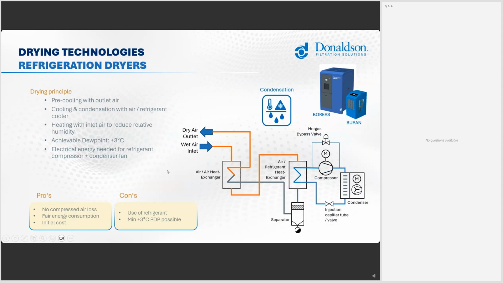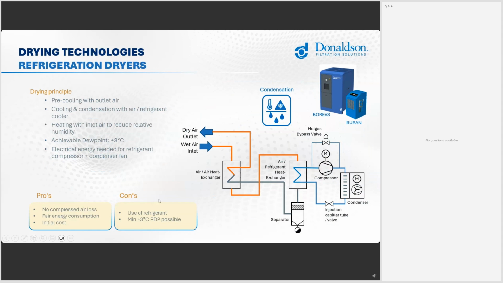So what are the advantages of this system? There is no compressed air loss needed for the drying process. The energy consumption is really fair. It's not that high. Of course, we have a compressor in the refrigeration circuit and a condenser with a fan, but it's not that high. Okay, and the initial costs are also fair compared to other systems.